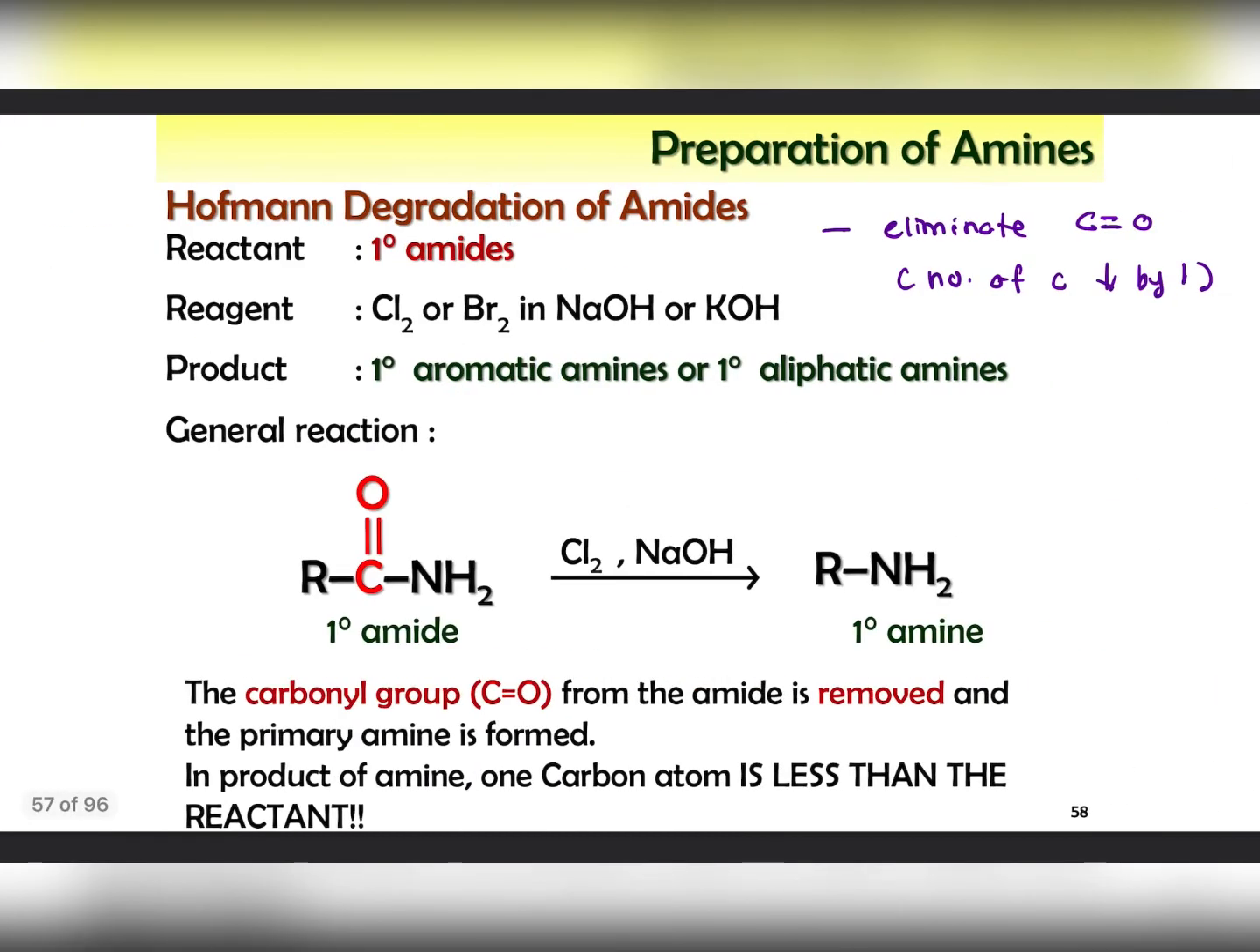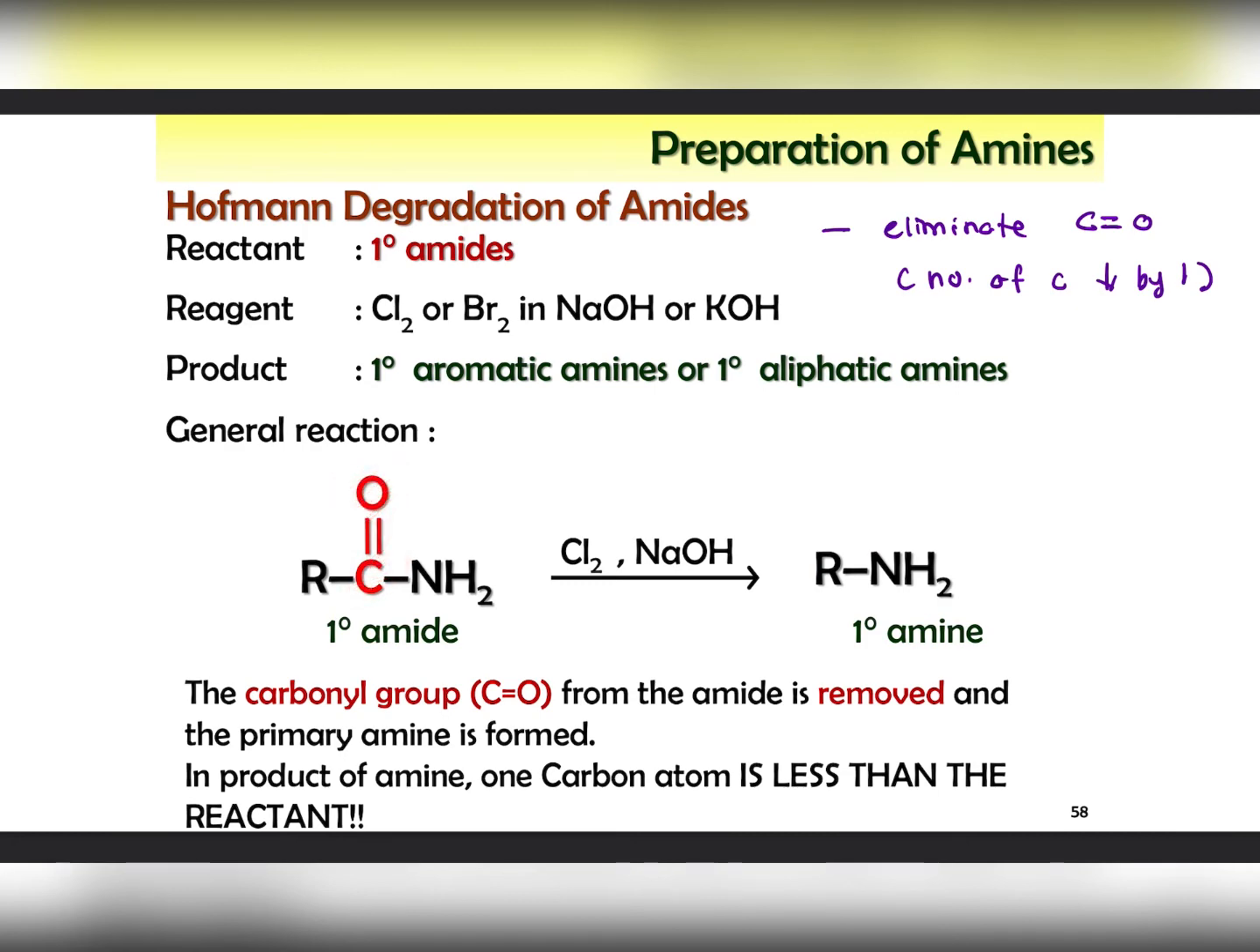Right, now kita tengok Hofmann degradation of amide. So untuk this one, dia punya reagent adalah Cl2 or Br2 in base such as NaOH ataupun KOH, potassium hydroxide. Okay, so the product will be primary aromatic amine ataupun primary aliphatic amine, depends on the reagent that you react with. And what happened here, C double bond O akan di-remove. Okay, so kamu akan dapat just this structure. Okay, basically kamu buang this C double bond O.